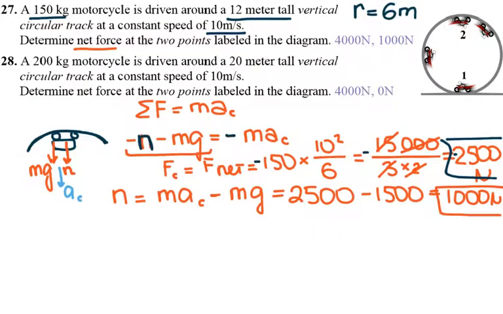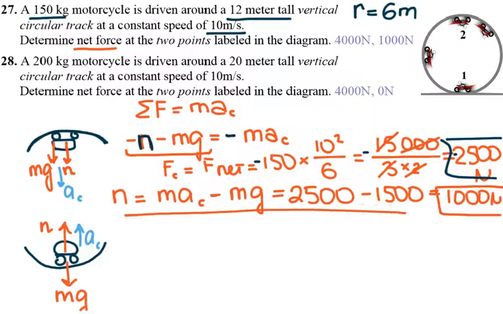Now, if I look at the bottom part, the forces acting on the motorcycle would be mg, the normal force, and I have centripetal acceleration. Now, writing my equations, I have this. The normal force is positive, so I'm using again the sum of the forces is equal to ma. So the normal force is positive, mg is negative, and ac is positive, so I have mac.